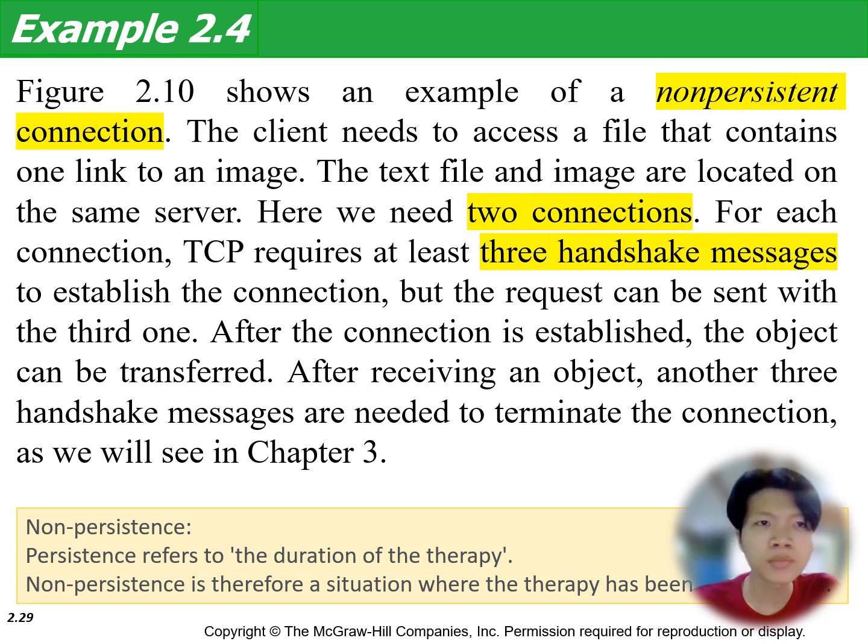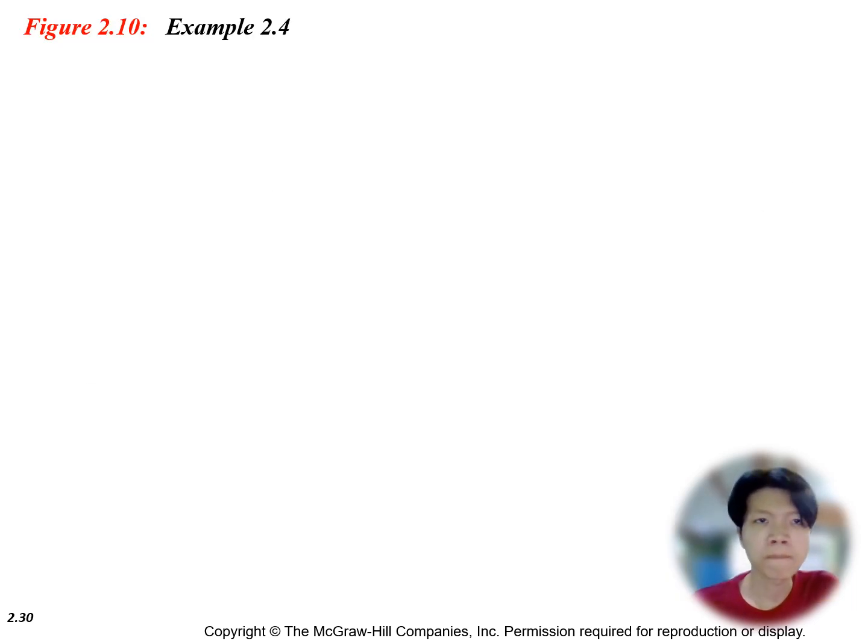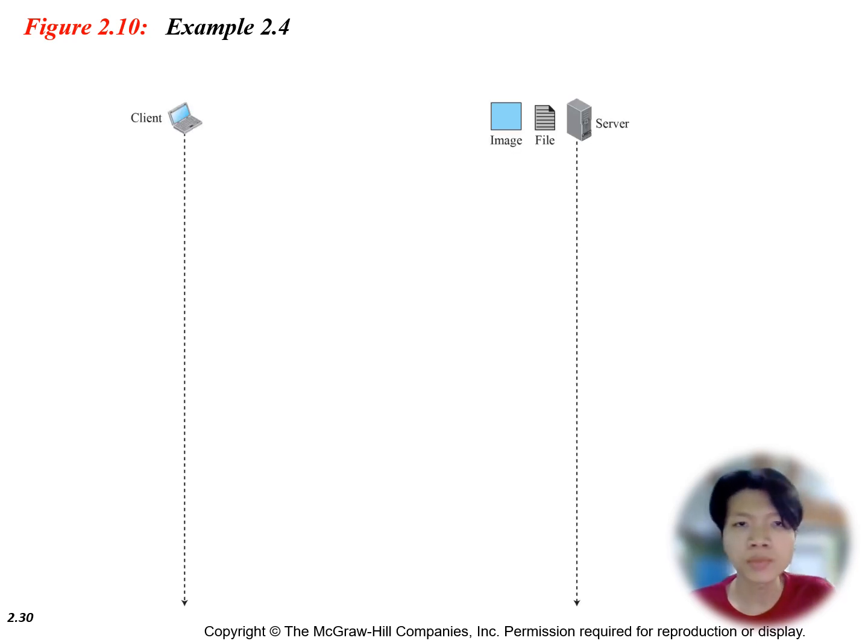In this example, Figure 2.10 shows an example of a non-persistent connection. Here we need two connections. For each connection, TCP requires at least three handshake messages. This is Example 2.4 on the previous page.